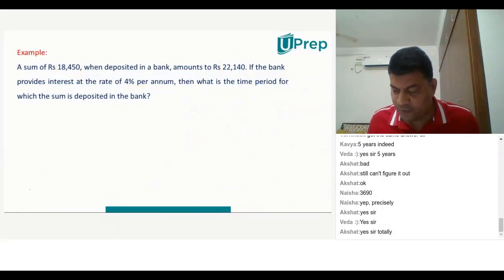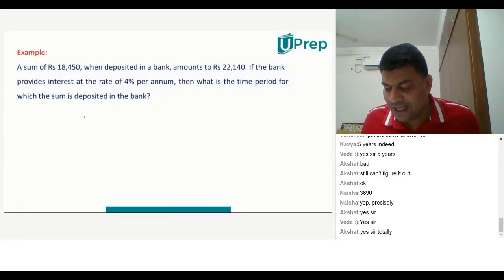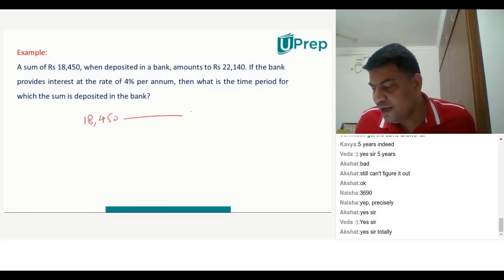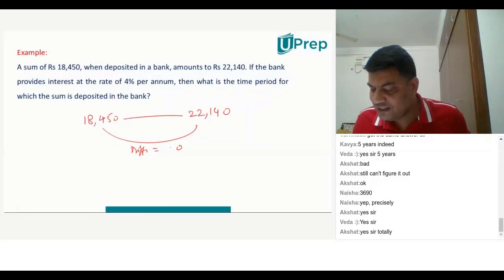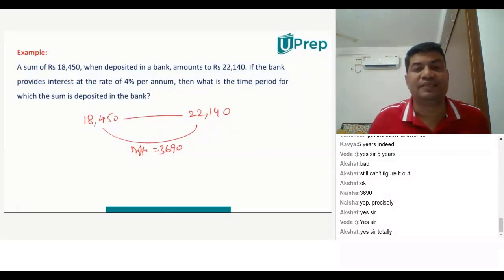So let me remove this for me to explain how you do mental math here. Mental math is no different from the method. It's basically how you look at it. Your principal is becoming 22,140, correct? So what is the difference? You just subtract this. 0, 4, 14 minus 5 is 9. You have 0 there. 10 minus 4 is 6. And you have 3 there. So you quickly get the difference is 3690.